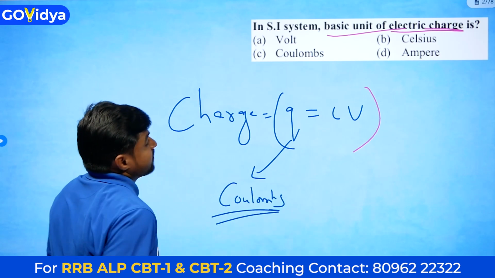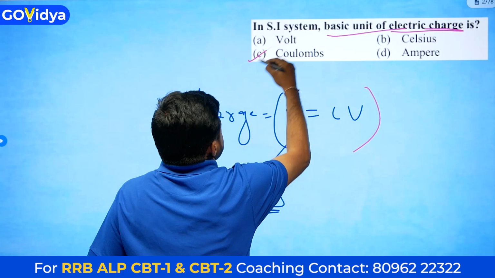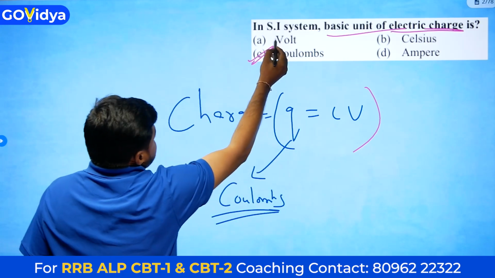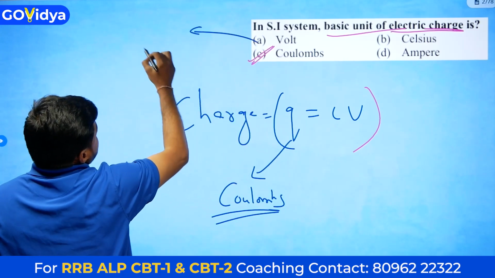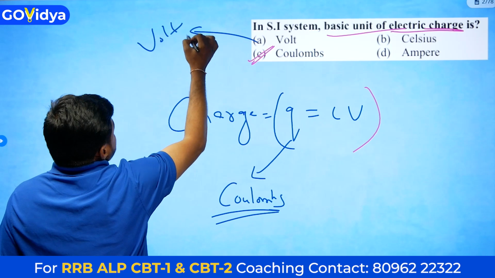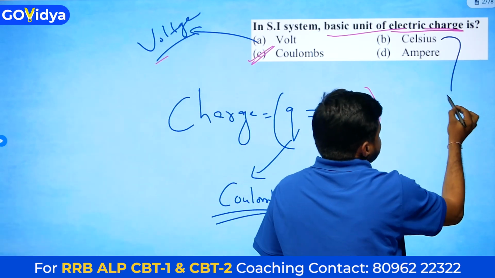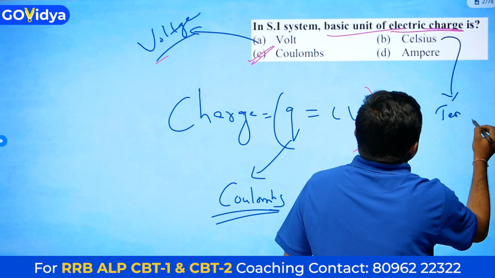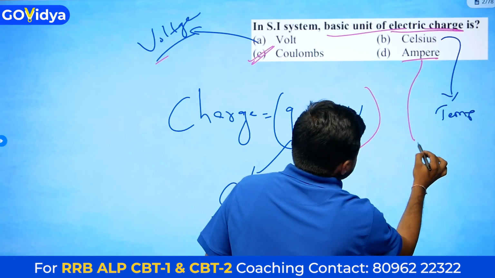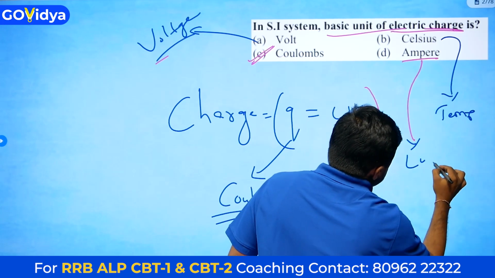Okay, from the options, option C is the correct answer. Option A, volt is the unit of voltage. Voltage units are volts. Similarly, Celsius is the unit of temperature. Similarly, ampere is the unit of current.